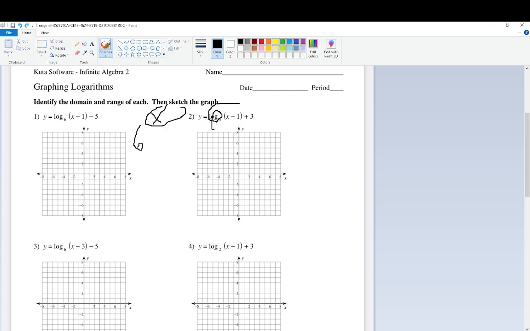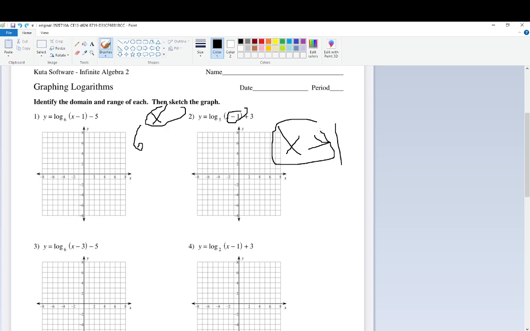This one is a base 5. 5 to the 1 is 5, so 1 comma 5 would be on the exponential, or 5 comma 1 is on the log. Logs are inverses of exponential. The only transformation is 1x and 1y. It's going up by 3, and it's going to the right by 1. So now my domain is x is bigger than 1.